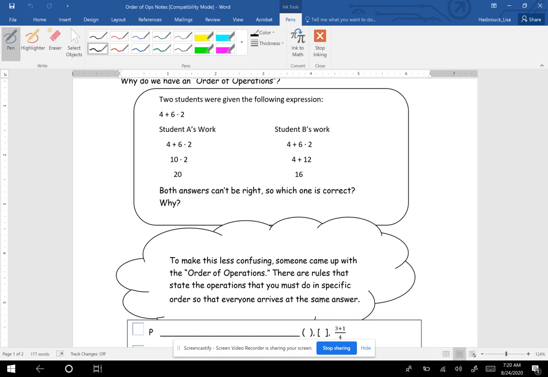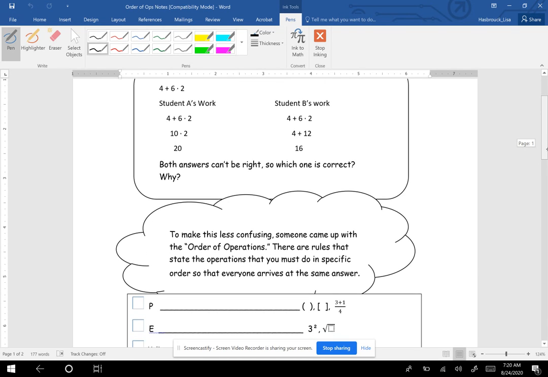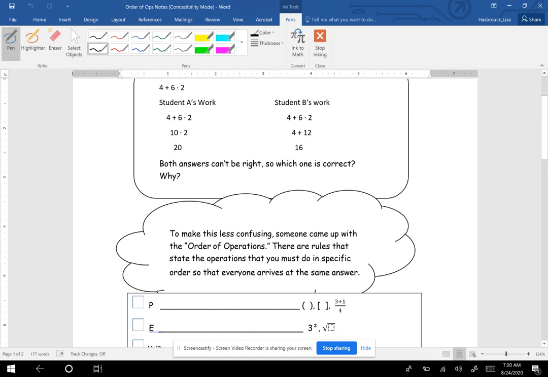Well, in math, this is why we have rules, so that there's consistency with the answers that we get. This is why we use order of operations. So let's take a look at what order of operations are, and then we'll go back and answer that question.